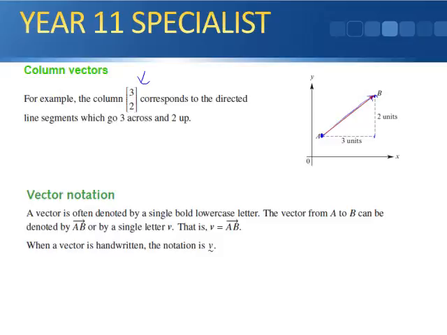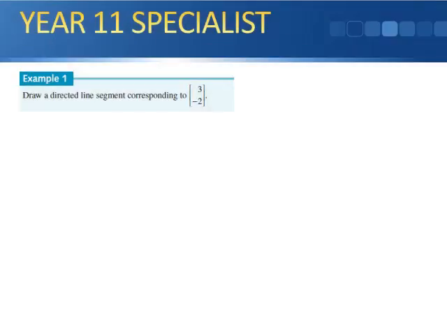Vector notation: we can use single letters, bold and lowercase, to classify a vector, for example V, or we can use that A, B with the line on top.